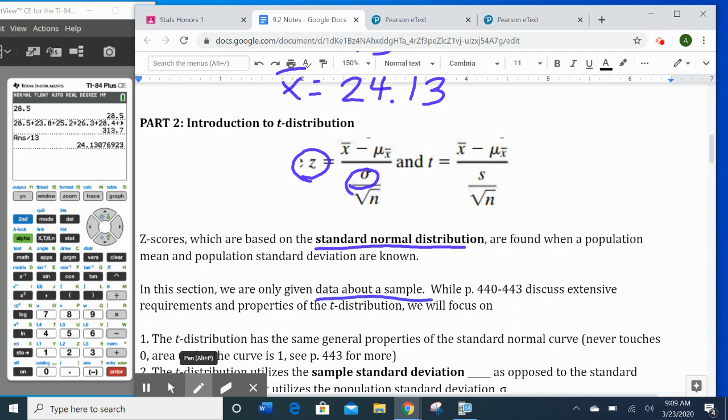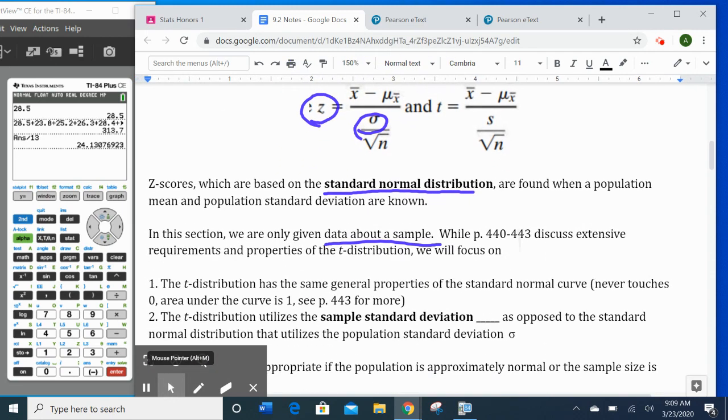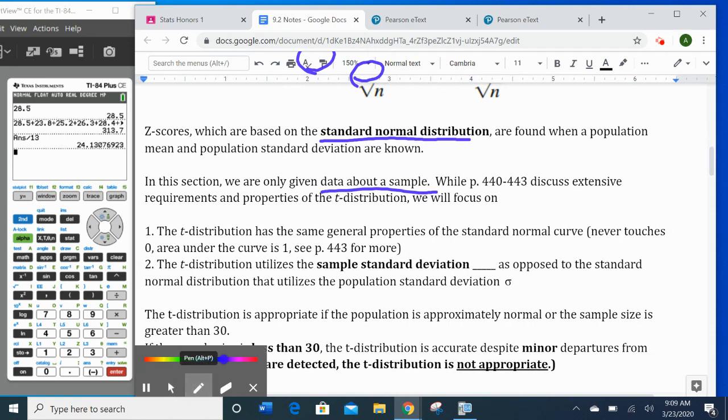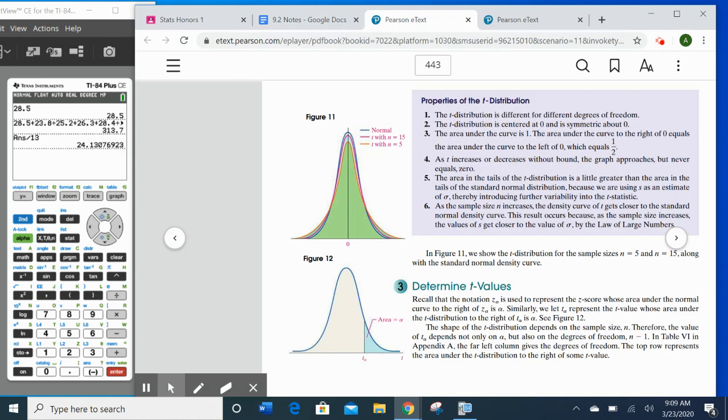So pages 440 to 443 discuss extensive requirements and properties of the t-distribution, but we will focus on a couple here. So the first one that we're going to focus on is that the t-distribution has the same general properties of the standard normal curve. Never touches 0, the area under the curve is 1, and it says see page 443 for more. So I loaded page 443 mainly just so you could see this picture. It says the blue one is the normal curve, and then we'll talk about n, but it affects the t-distribution. So they look essentially the same.